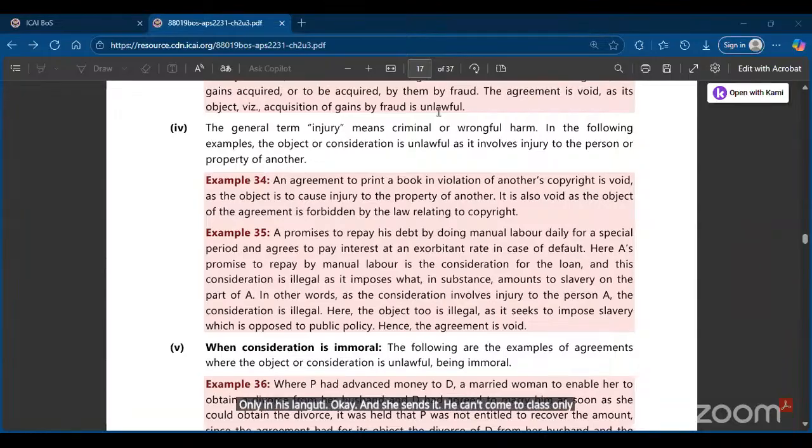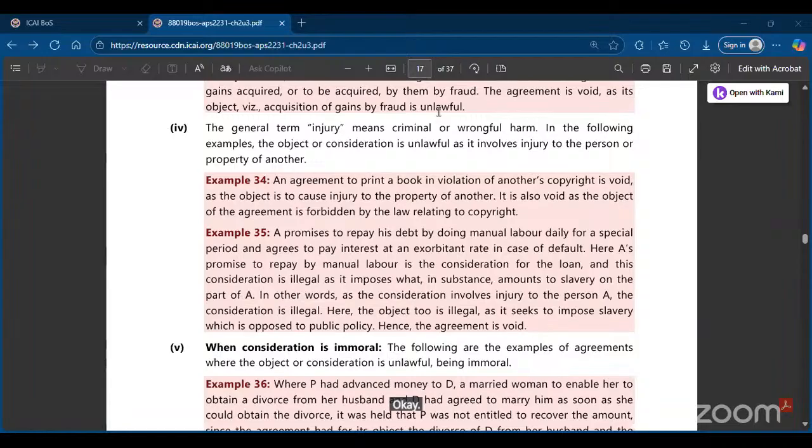Emotional injury, what is that called? Emotional injury. So if you do anything of that sort, that is called illegal. Financial injury, physical injury, emotional injury. Okay.